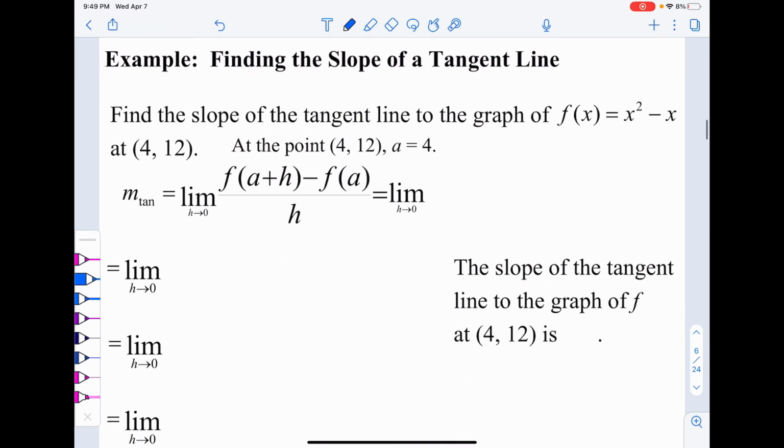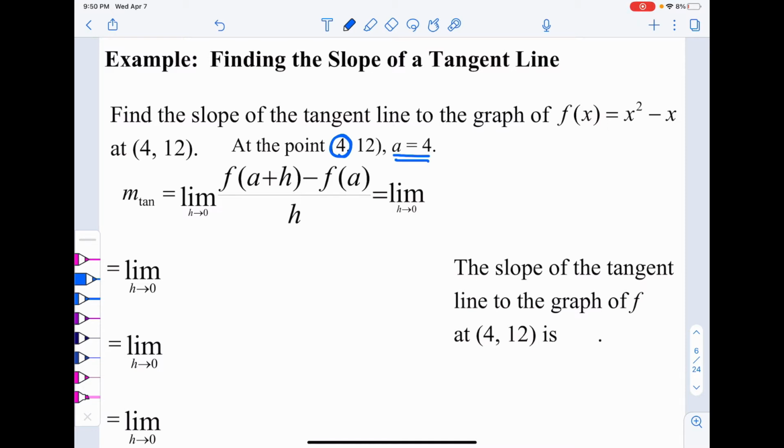So our example, finding the slope of a tangent line. It says to find the slope of the tangent line to the graph of f of x is equal to x squared minus x, and we're at the point 4, 12. So since we're at the point 4, 12, 4 is where we're looking on our graph, which means that a value is going to be 4. If you remember, that a value was defined along that x-axis. That's that point that we're looking to find the tangent, or the slope of that tangent line. So all we need from that ordered pair is just that a is equal to 4.